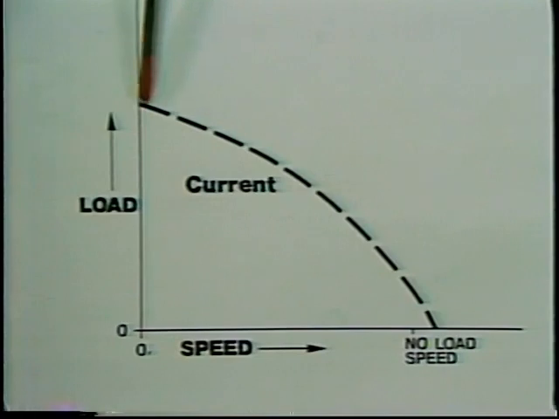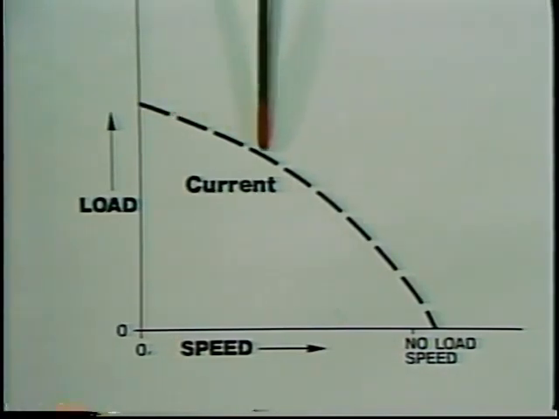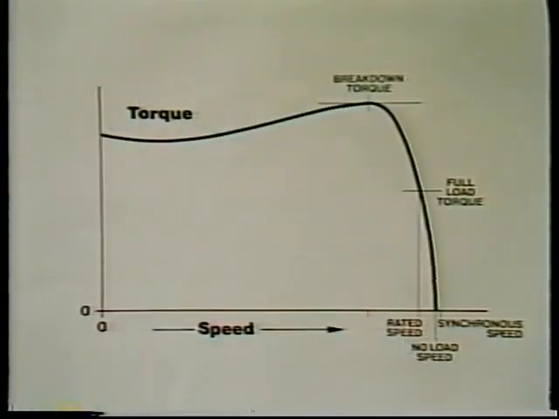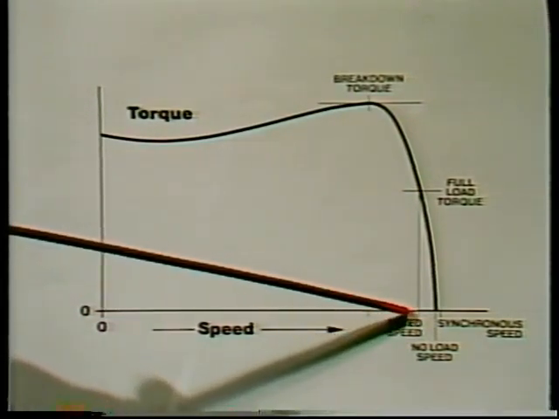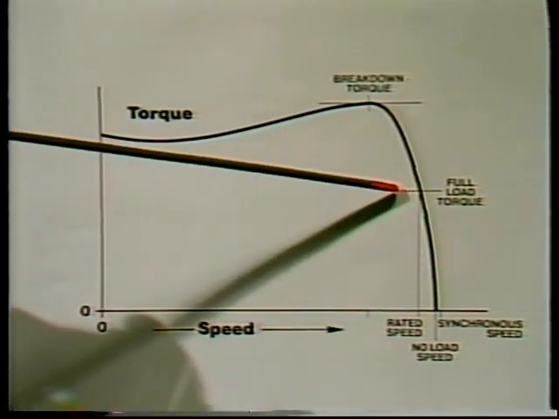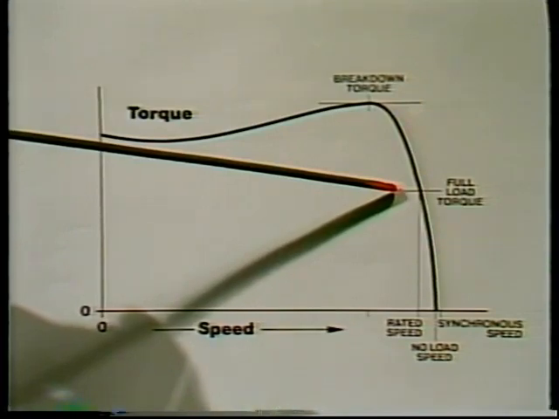Now, while it is true that the faster an induction motor turns, the less current it will draw, the relationship between torque and speed is not as simple. The actual torque curve for a typical induction motor looks like this. At every speed below no-load speed, an induction motor will exert a particular amount of torque. At the motor's rated speed, usually 90 to 97% of synchronous speed, the torque it exerts is enough to provide the motor's rated horsepower output.